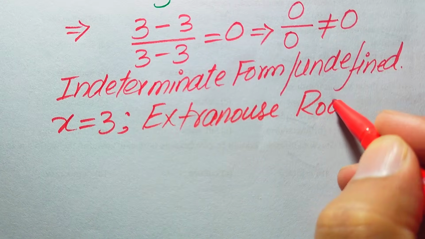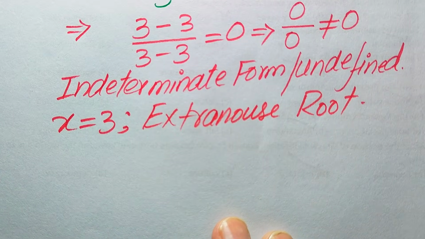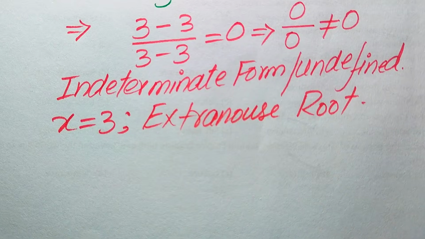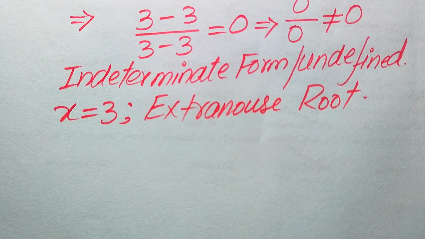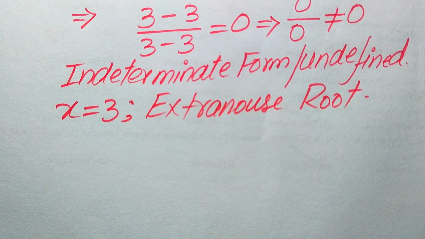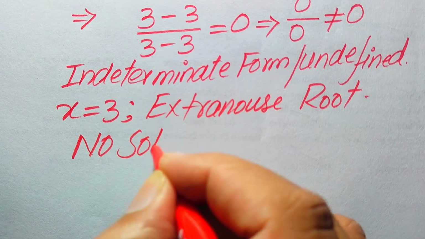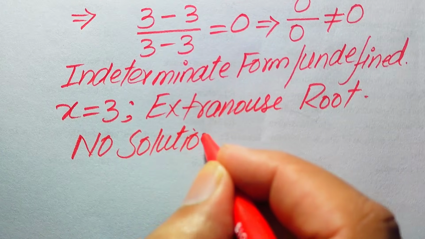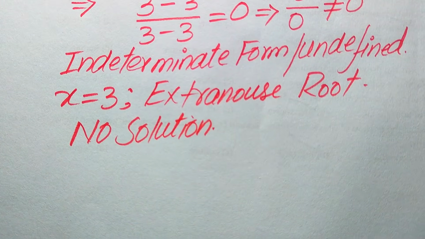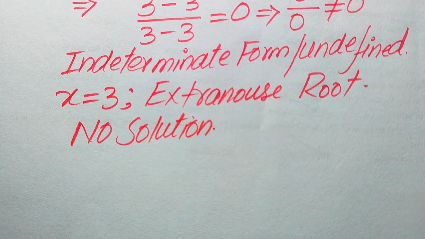So this is the extraneous root because it does not satisfy our given question statement. And further, you see here we cannot get any value of x which satisfies our given question statement. So we finally conclude that this question has no solution in general. This is our final answer from the first method.